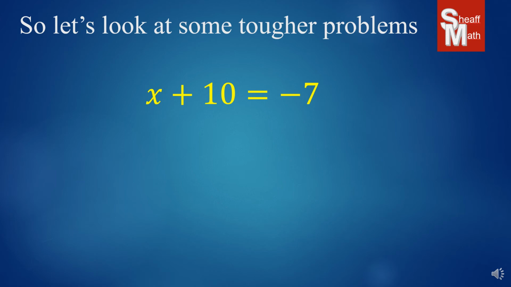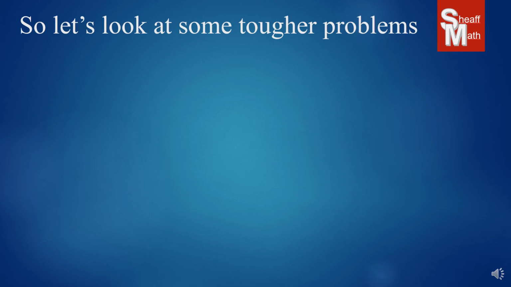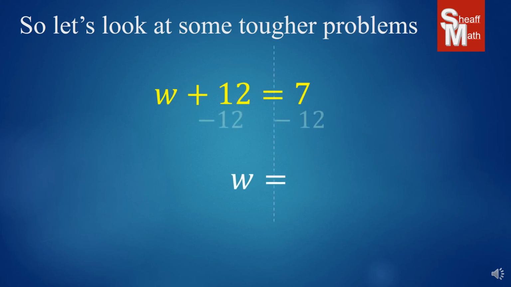So we want to undo the plus 10 to get our x. We're going to subtract 10 on both sides, canceling the plus 10 out, and we're left with x equals, and a negative 7 and a negative 10 makes negative 17. All right, here's another one that's going to be a negative answer. We're going to subtract 12 on both sides, canceling out that plus 12, and we get w equals negative 5. You're going to see a lot of negatives in the future, so be aware of them.